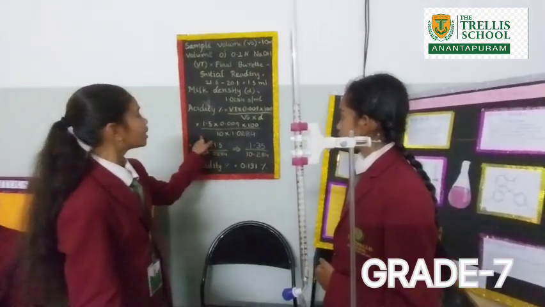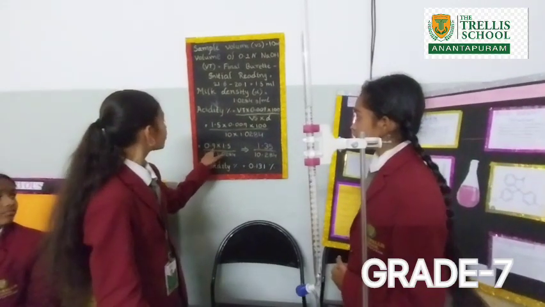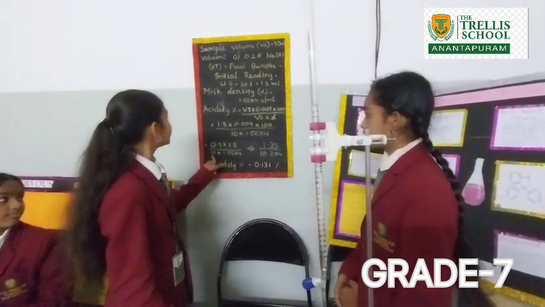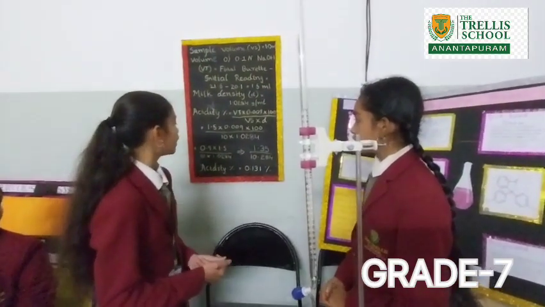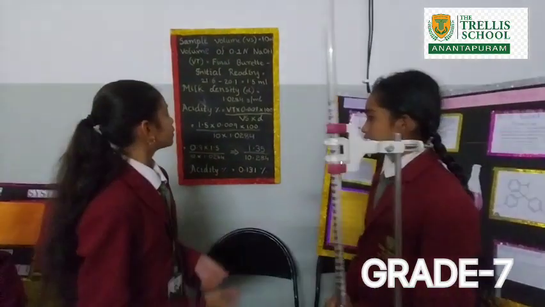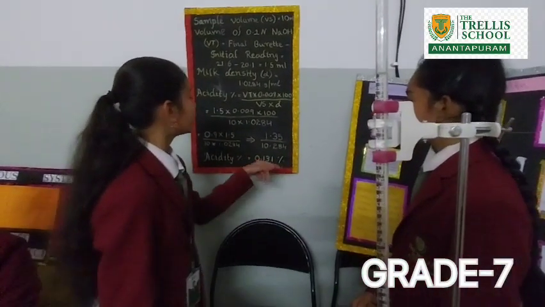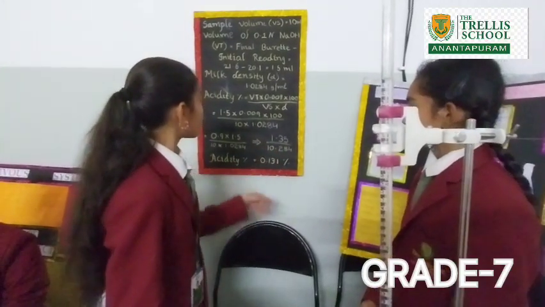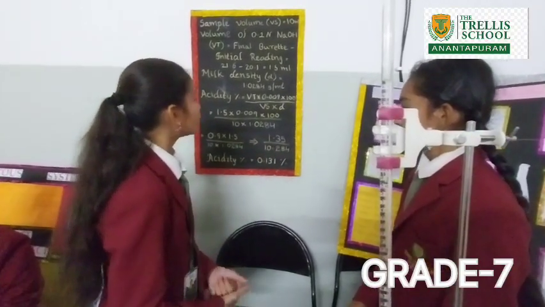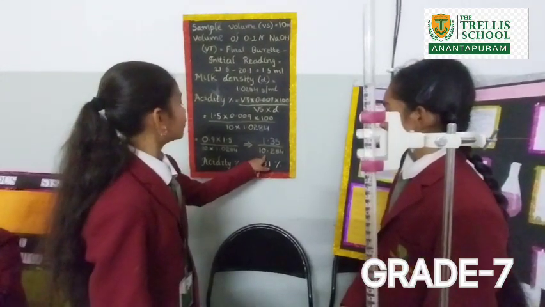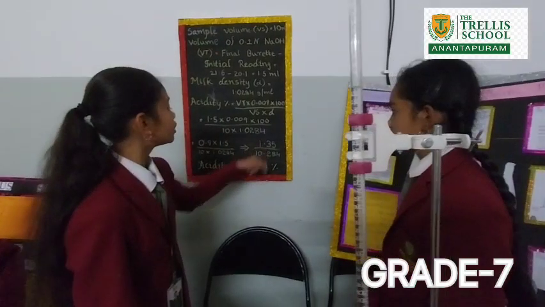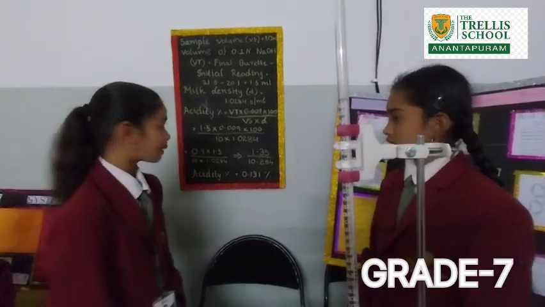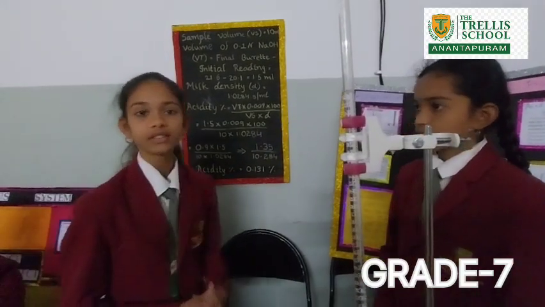So when we simplify it by multiplication, we get 0.9 into 1.5 by 10 into 1.0284. Again we simplify and get 1.35 by 10.284. When we move the decimal point, it becomes 1.350. Then we divide this number by this number. So we get the acidity percentage equal to 0.131.